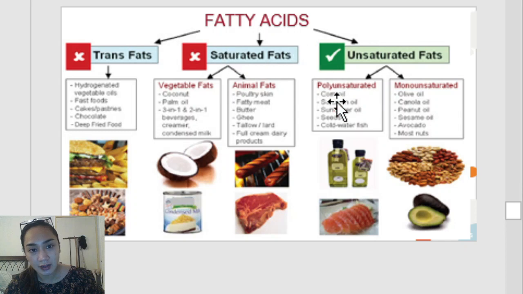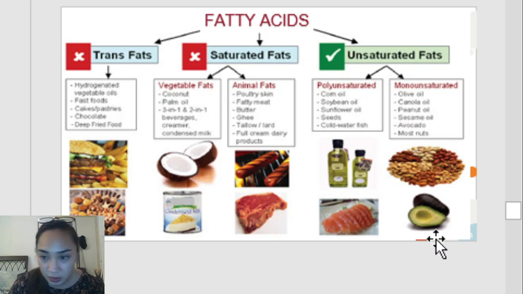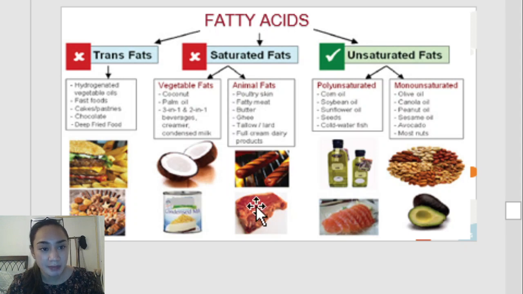So, saturated fats, if you look at the examples, we have vegetable fats and animal fats, such as coconut, palm oil, 2-in-1 beverages, creamer, condensed milk, and what else? Sa animal fats, we have poultry skin, chicken skin yan, fatty meat, butter, ghee, tallow or lard, and then full cream dairy products, etc. So, sa unsaturated naman, we have polyunsaturated and monounsaturated.